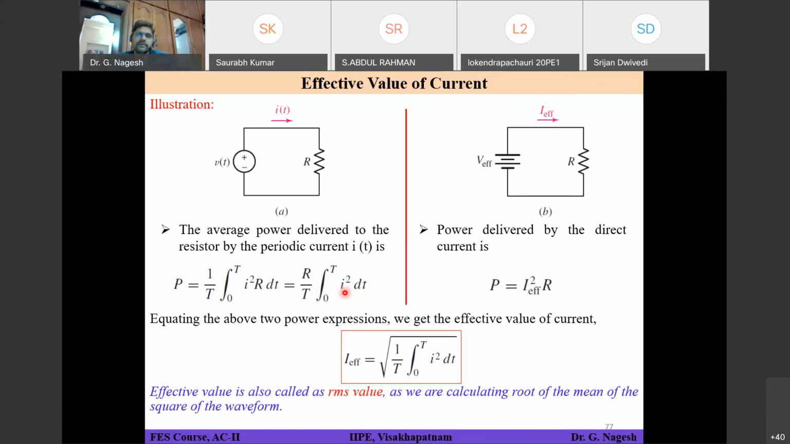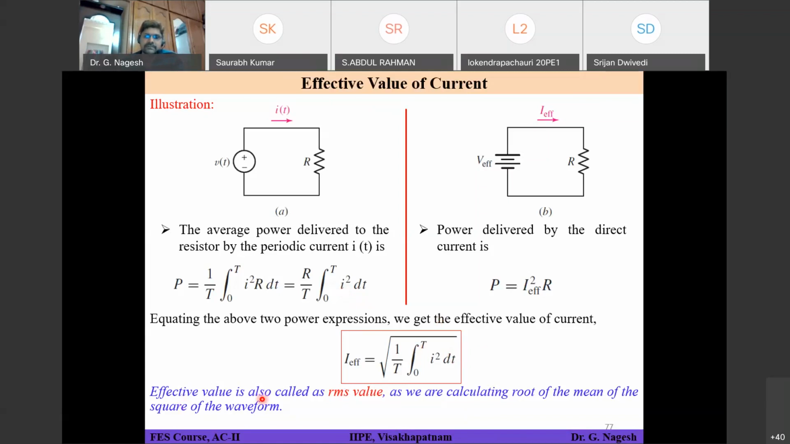Okay. Right. So that means the effective value is nothing but this: if you send the DC current to the resistor, the same power should be delivered to the resistor with DC as well as with AC periodic current. So in that scenario, we equate the two powers and we get the effective value of current. Okay, right. So this is a measure of how effectively you are transferring power to your load, or power is delivered from the source.